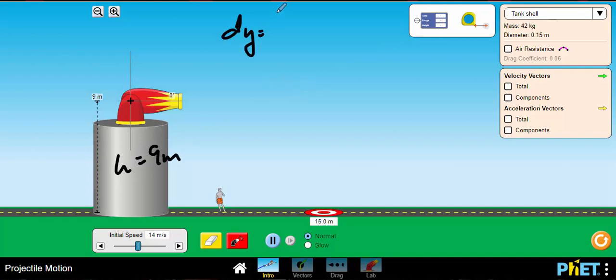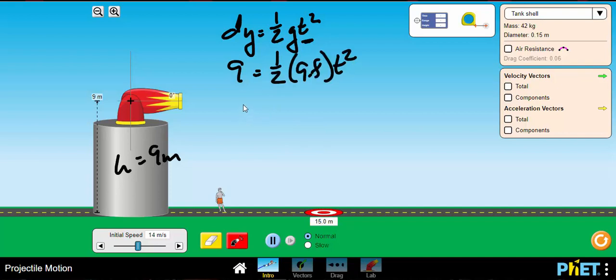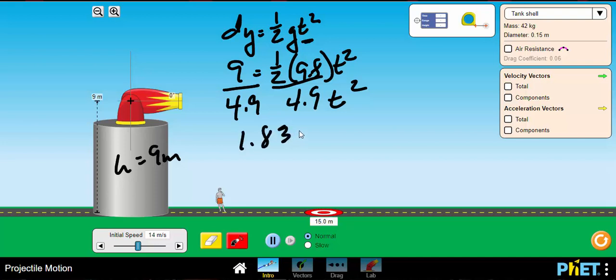With this formula, I can calculate how much time it takes for the object to reach the ground. 9 is equal to 1/2 times 9.8 times t squared. So it's going to be 9 divided by 4.9, which is half of 9.8, equals t squared. So that's going to be 1.83, or 4, is equal to t squared. Let's do the square root of those. So my time is 1.36 seconds.